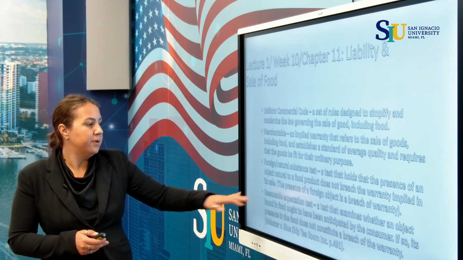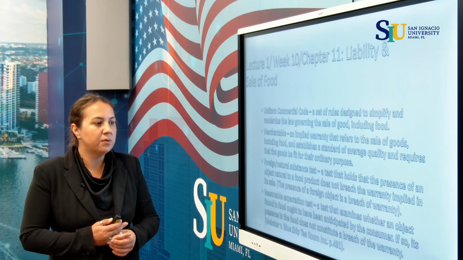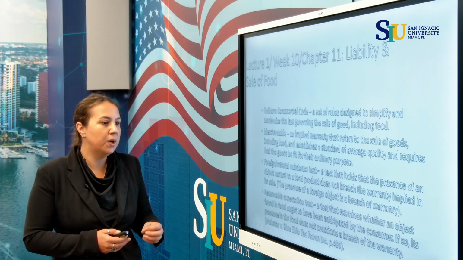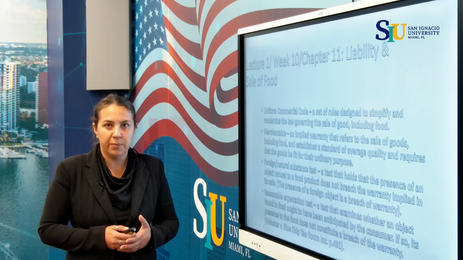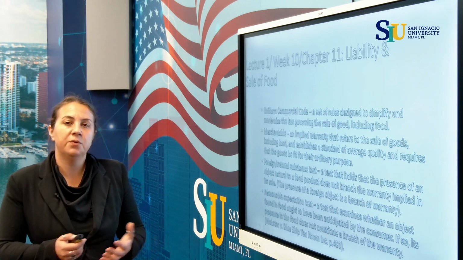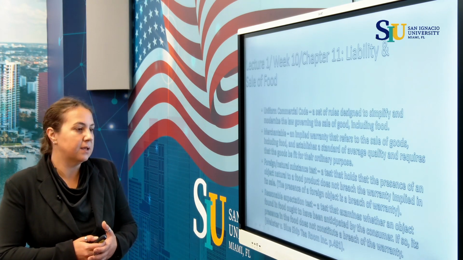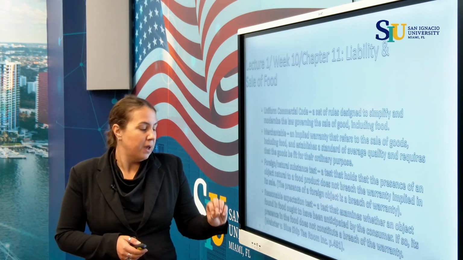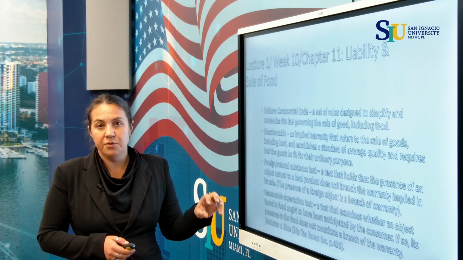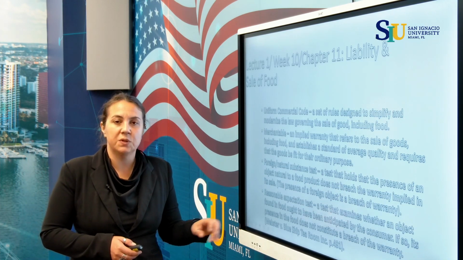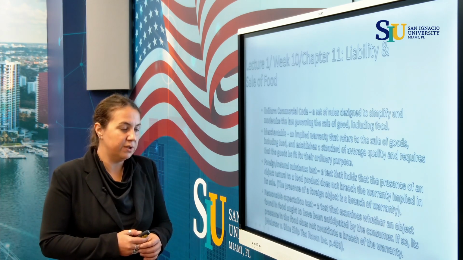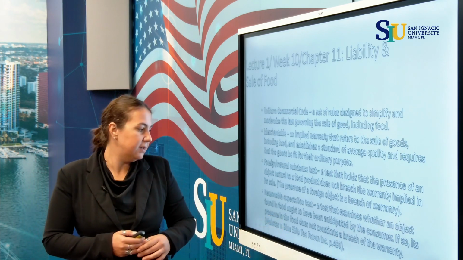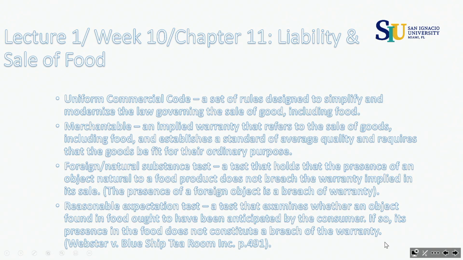Okay. A reasonable expectation test. That is a test that examines whether an object found in the food could have been anticipated by the consumer or is fully unexpected. So if the object could not have been foreseen to be there, ultimately that will be a breach of contract. On page 491, I did notate within this chapter Webster v.